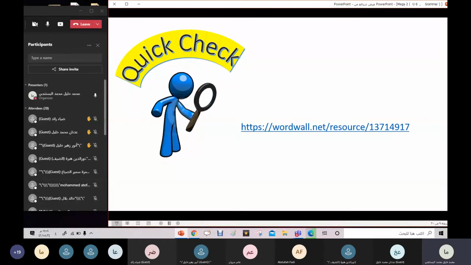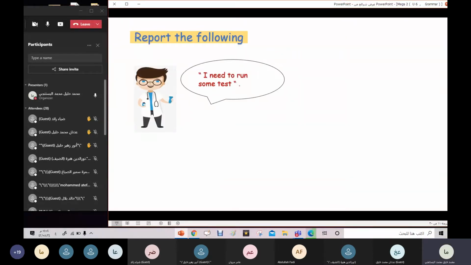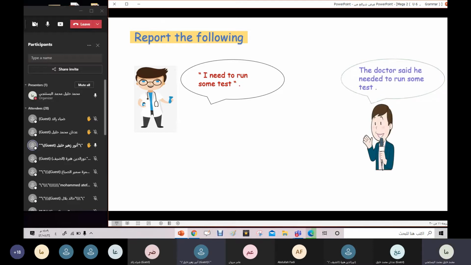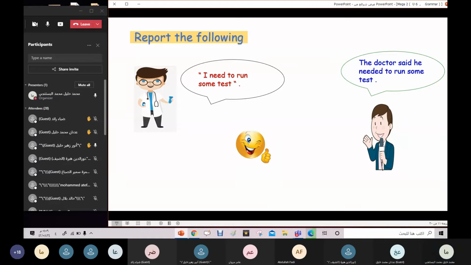Okay, now here we have some examples. Who can report the sentence? I need to run some tests. Yes, Anwar? The doctor said that he needs to run some tests. Are you sure? Needs or needed? Oh, okay. The doctor said that he needed to run some tests. Good, because in reported speech, we have to change the tense. Simple present changes into simple past. Good.